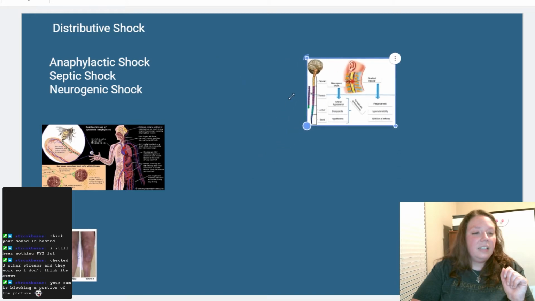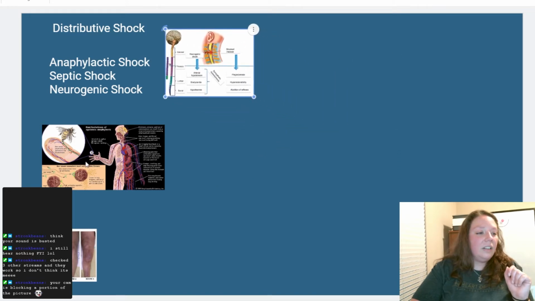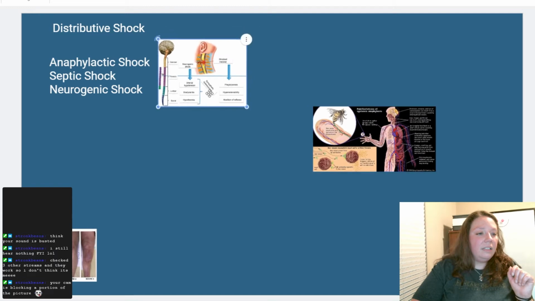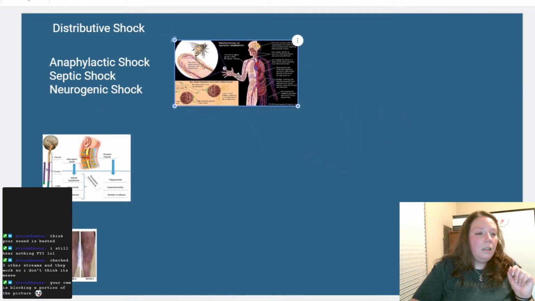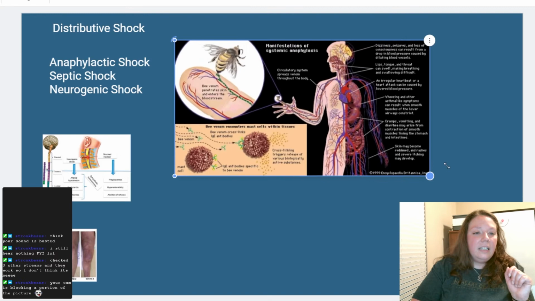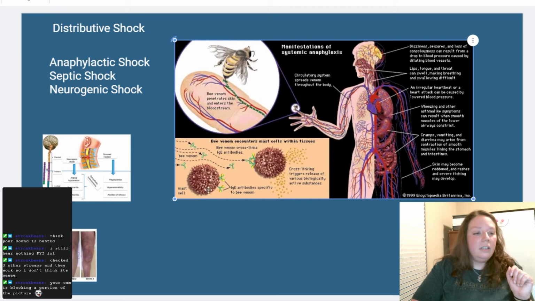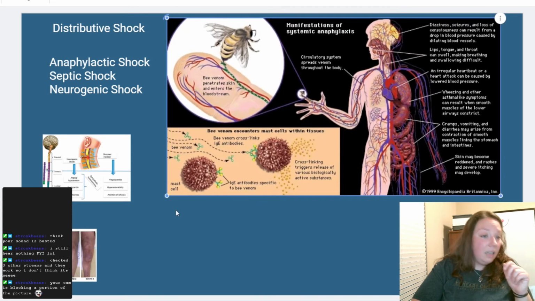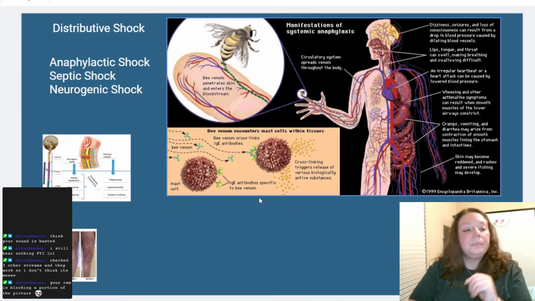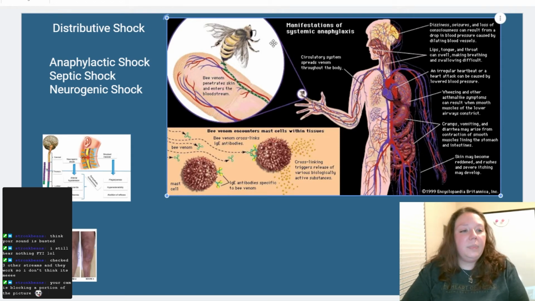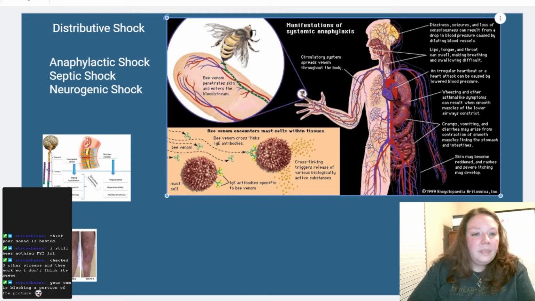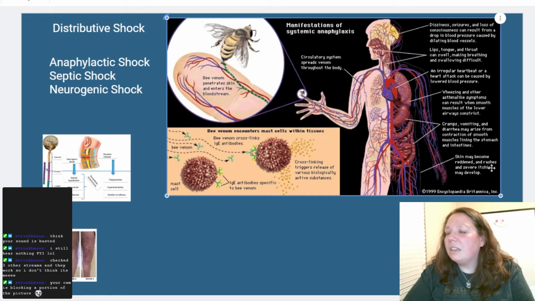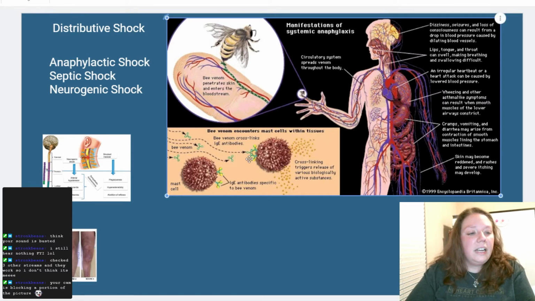anaphylactic. That's kind of the easiest, right? We all kind of learn that early on in life. So anaphylactic, that is an allergy where you have a reaction to something, and it's an immune response to a stimulus. So in this picture here, you can't read it very well. And this picture here kind of talks over what the stimulus does in the body.